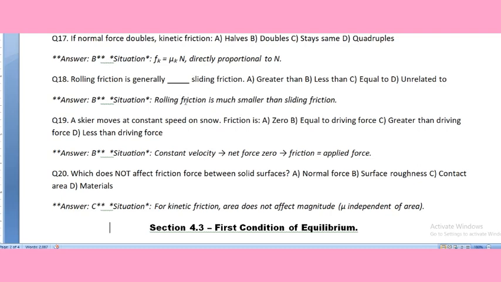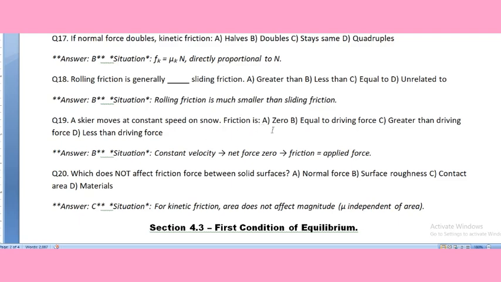The next question, question number 18. Rolling friction is generally dash sliding friction. This means we compare rolling friction with sliding friction: choice A, greater than; choice B, less than; choice C, equal to; choice D, unrelated to. When comparing rolling friction with sliding friction, the rolling friction is much smaller than sliding friction. Sliding friction is greater than the rolling friction.